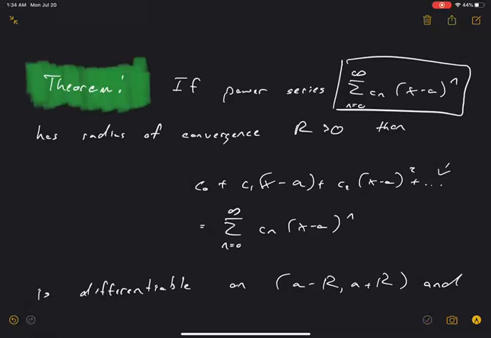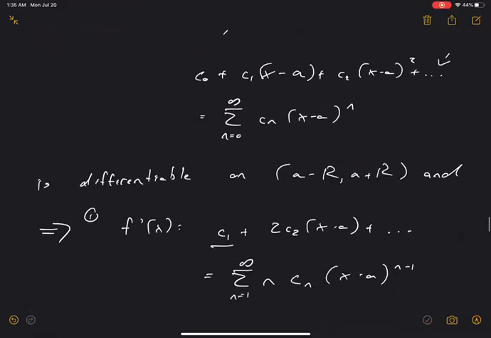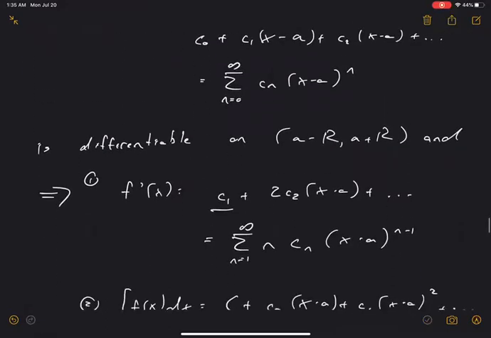Okay. I have c sub n, x minus a to the power n, and notice this is starting at n equals 0. Okay, now look at the derivative. When I take the derivative, I end up with this series, and it's starting at n equals 1. Okay, why?